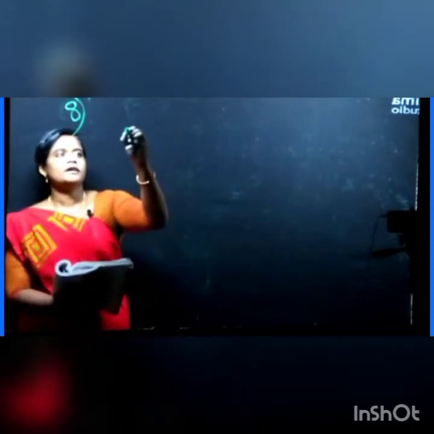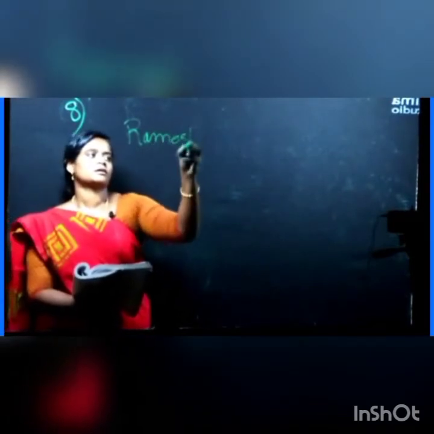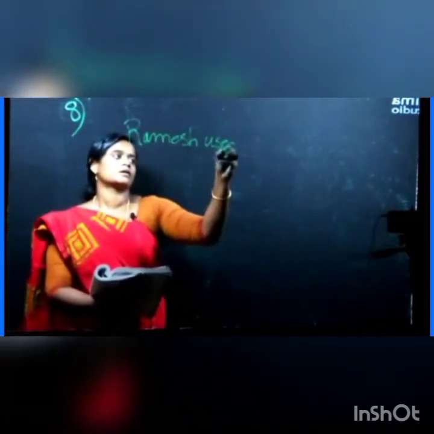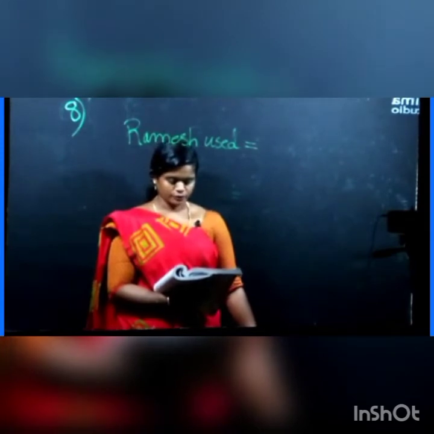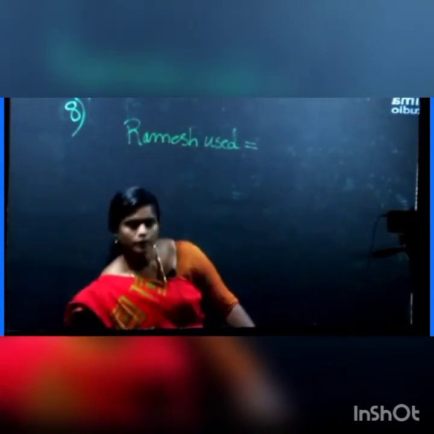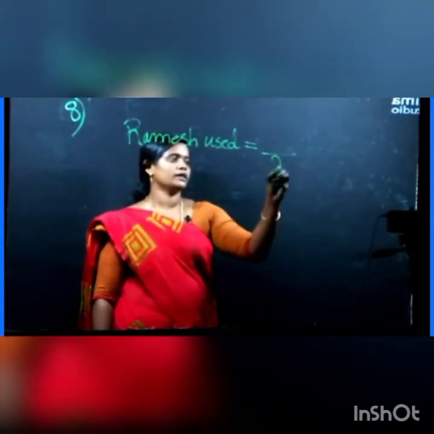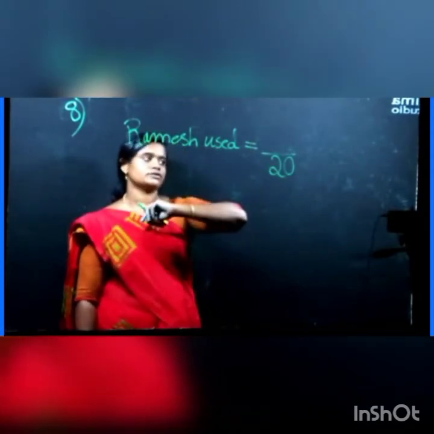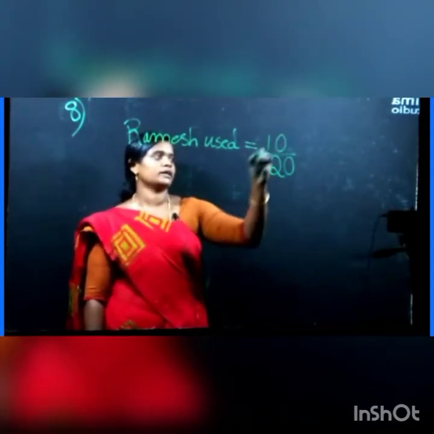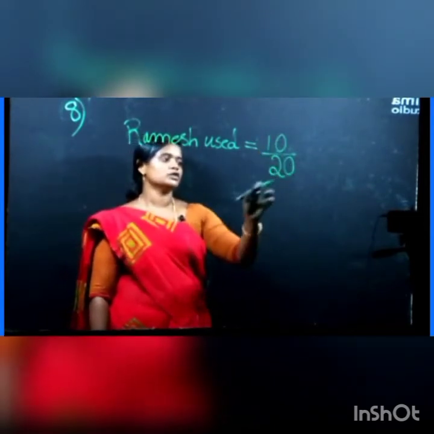Fraction of pencils Ramesh used up is equal to, since Ramesh had 20 pencils and he used 10 pencils out of them, we can write the fraction as follows. We know that the total is 20, so we write 20 in the denominator. Out of this Ramesh used 10, so we write that 10 in the numerator. Hence our fraction is 10 by 20.